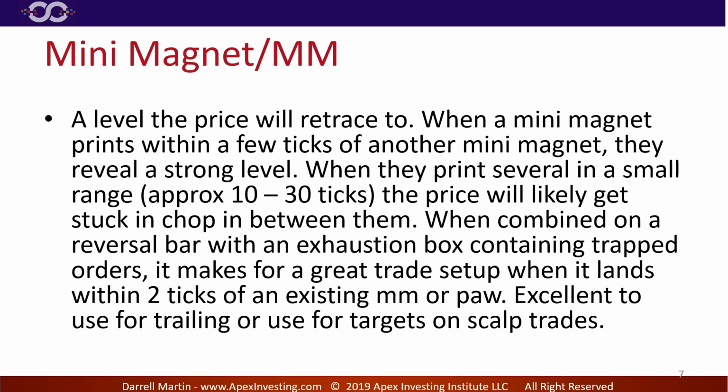Now, if a mini magnet prints within a few ticks of another mini magnet, it's a really strong level, which the market will usually push off of. Here's one of the biggest pieces. When they print several in a range, the price will probably get stuck in that chop range. Now, 30 ticks isn't too bad, but it'll get stuck between those prices, usually for quite a while. When you combine them with a reversal bar and an exhaustion box with a trapped order, it makes for a great trade setup.